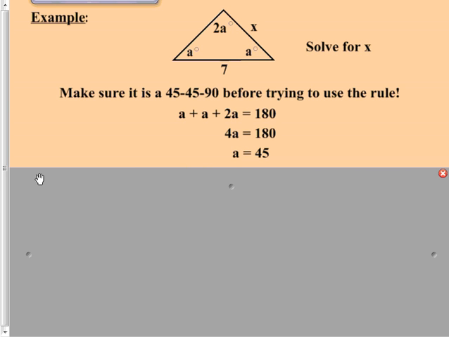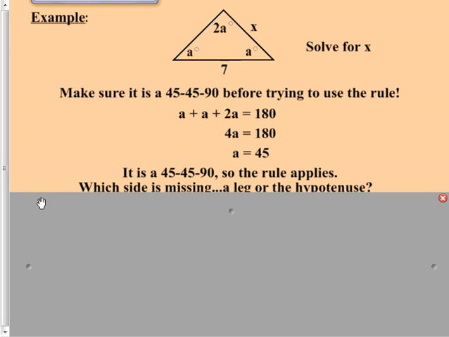Does that make it a 45, 45, 90? Yeah, when you plug back into your triangle, that's going to give you a 45 and a 45 on the lower angles of that triangle, and then 2 times 45 on the top angle of that triangle, which would be 90. So it is a 45, 45, 90. Now, in this particular case, what are we missing? Are we missing a leg or the hypotenuse of the triangle?